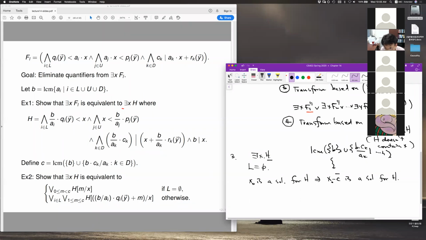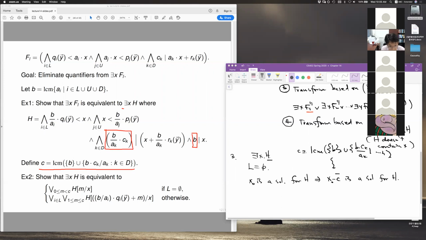So what's this least common multiplier? This is C, which is a least common multiplier, really coming from looking at all the constants that we used in the divisibility constraints in H. So we collect all of them, which is B, and then B divided by AK times CK. We collect all of them and we compute their least common multiplier. Okay. And then this C is that number.